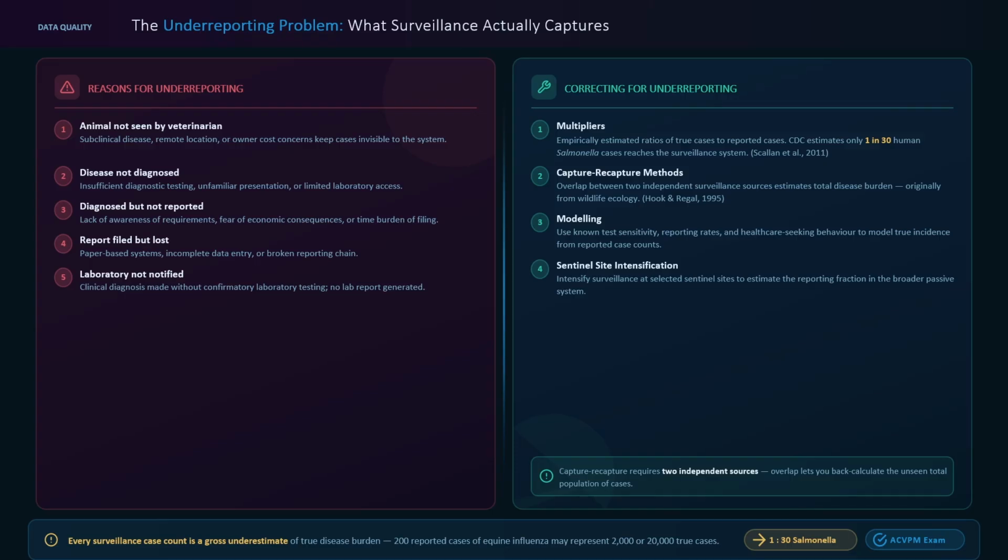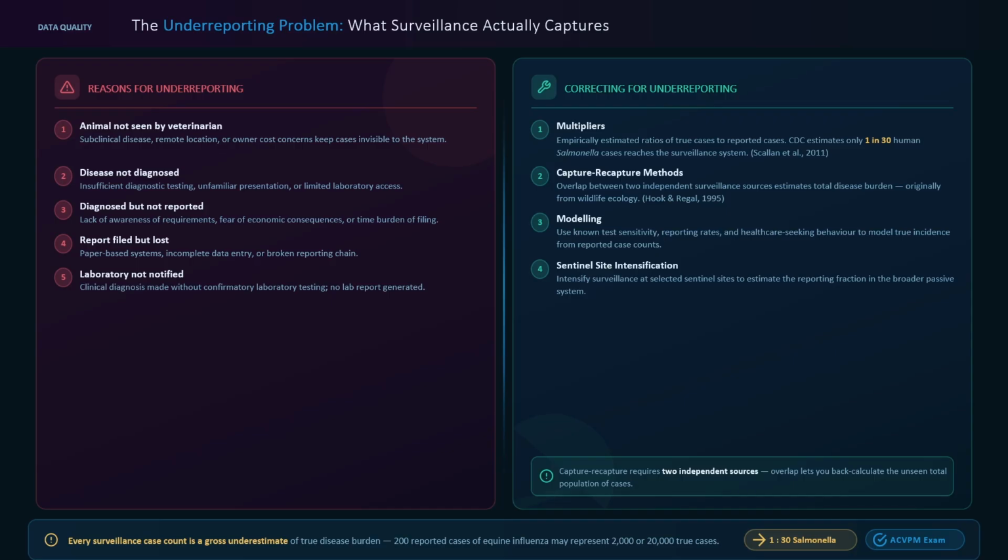Here's a humbling truth that sits underneath every surveillance number you'll ever see. Every case count is a gross underestimate of true disease burden. 200 reported cases of equine influenza might represent 2,000 or 20,000 true cases. This slide breaks down why that happens and what we can do about it.